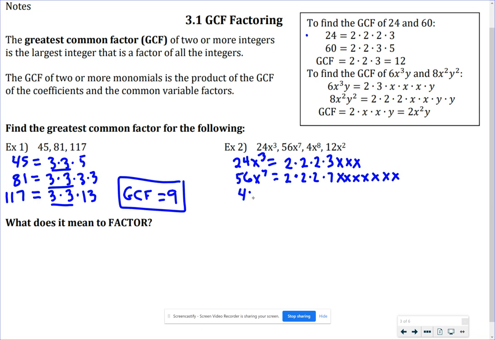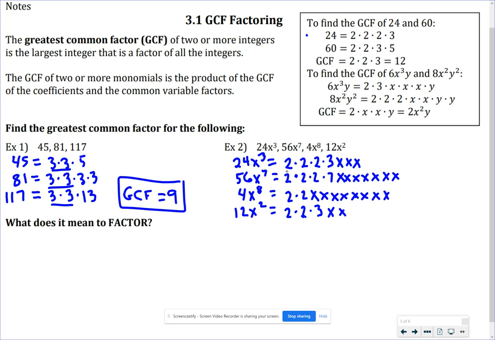4x to the 8th. As you do these problems, I want you to look for little shortcuts. 4 is 2 times 2, and x to the 8th is 2, 4, 6, 8 x's. And then the 12x squared. 12 is 2 times 2 times 3, and x squared is x times x. Okay?